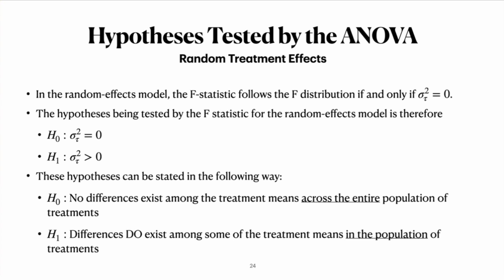And then again, these hypotheses can be stated in words in the following way. No differences exist among the treatment means across the entire population of treatments, being the null hypothesis, against the alternative hypothesis, which says that differences do in fact exist among at least some of the treatment means in the population of treatments.